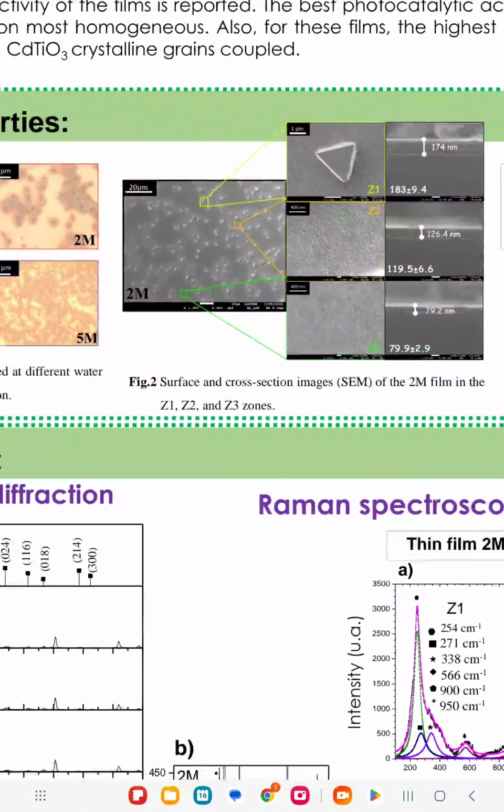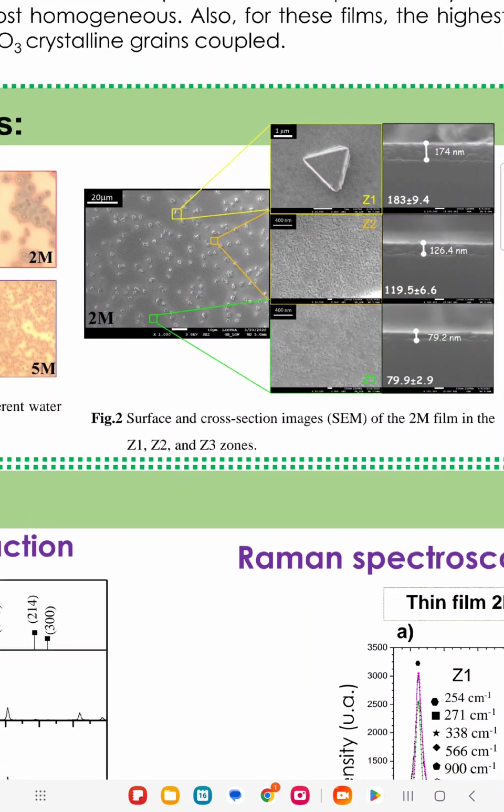The thickness of the films was also analyzed by scanning electron microscopy. We can see in the images that for the Z1 zone, we have a larger thickness in comparison with zones like Z2 and Z3, being the Z3 zone the one with the least thickness.